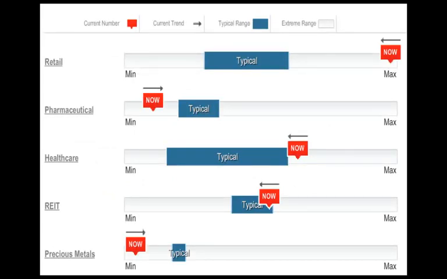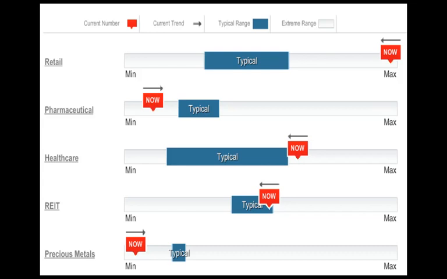Now, one of the ways that I look at reversion to the mean is by using something that I designed called the X-ray, whether it's the sector X-ray or the market X-ray. What you see on the screen here is a grouping of 5 investment sliders, and all 5 of these are sectors: the retail sector, the pharmaceutical sector, the healthcare sector, the REIT sector, and the precious metal sector. If you look at each slider, you can see there's a minimum and a maximum, and in between there's something called typical, which is the mean, the average ratio, the average relationship between, say, the retail sector and the S&P 500.